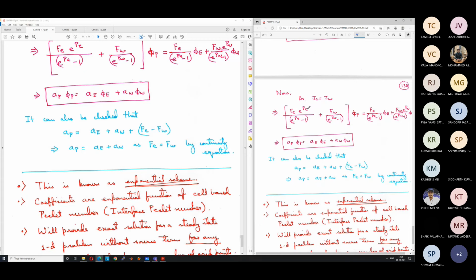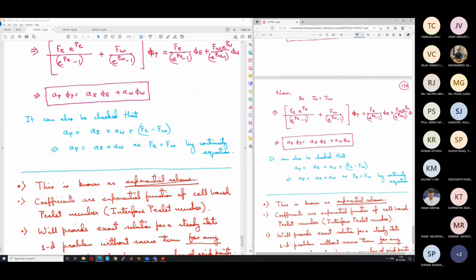What does it mean? The coefficients are exponential functions of the Peclet number. So for the east interface, it's a function of the east side Peclet number. For the west interface, it's a function of the west side Peclet number. Okay, interface Peclet numbers.